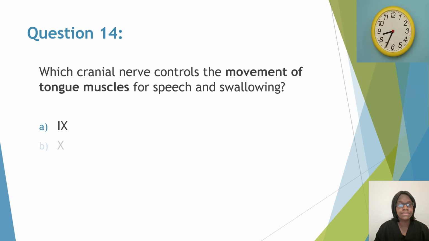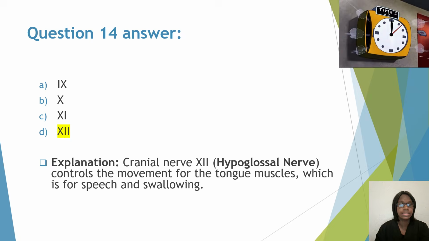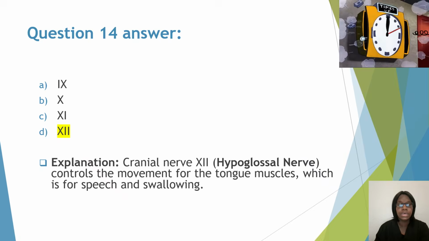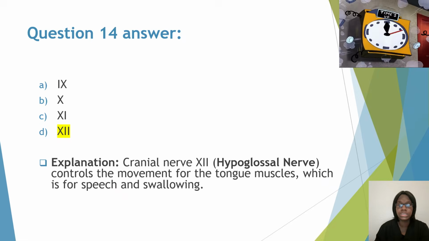Question 14. Which cranial nerve controls the movement of tongue muscles for speech and swallowing? A. 9. B. 10. C. 11. D. 12. All right. The correct answer is D. 12. Cranial nerve 12, or hypoglossal nerve, controls the movement of the tongue muscles, which is for speech and swallowing.